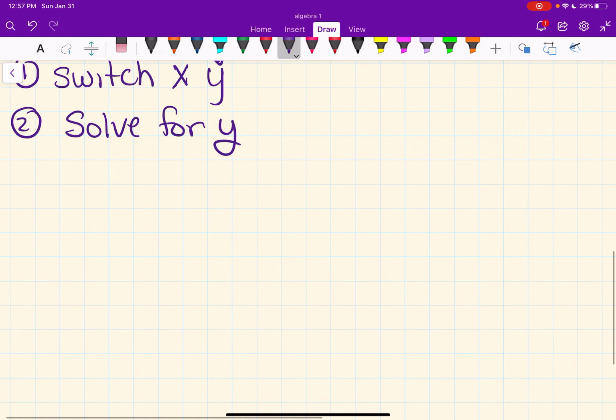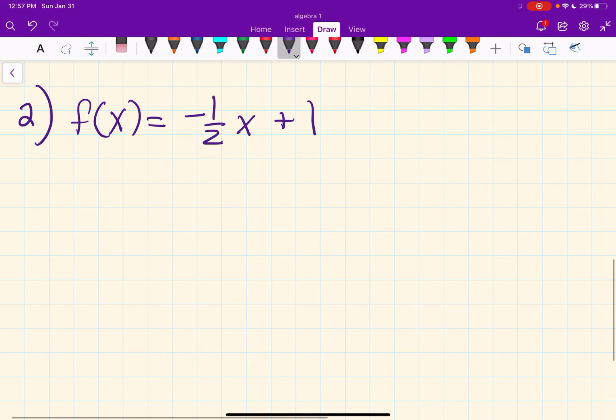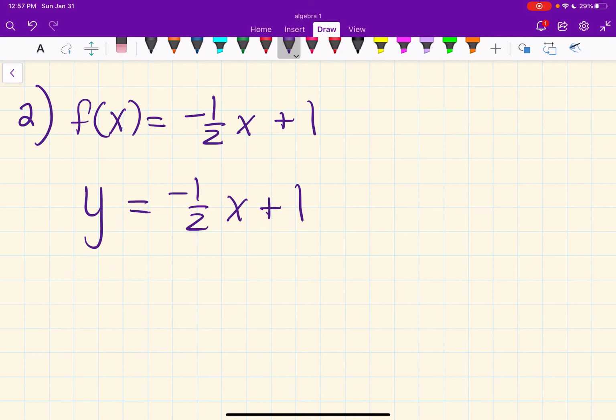So let's do number 2. I should have put space between that. f of x equals negative 1/2 x plus 1. Well, the first thing I'm going to do is change out my f of x and make that a y. Now I'm going to do my steps. Just like in number 1, I'm going to switch my x and y, but this time we're talking about variables. So now my new equation is x equals negative 1/2 y plus 1.